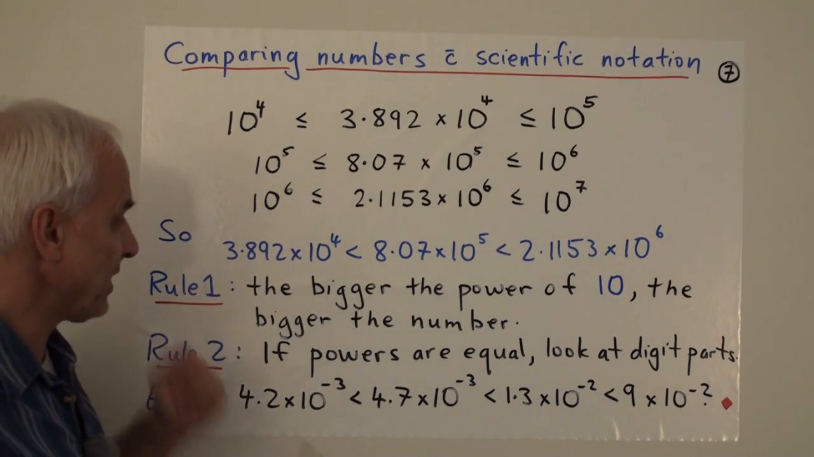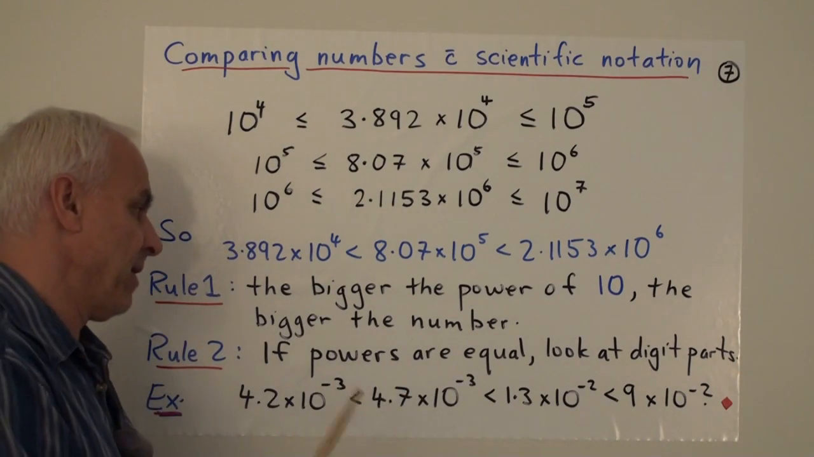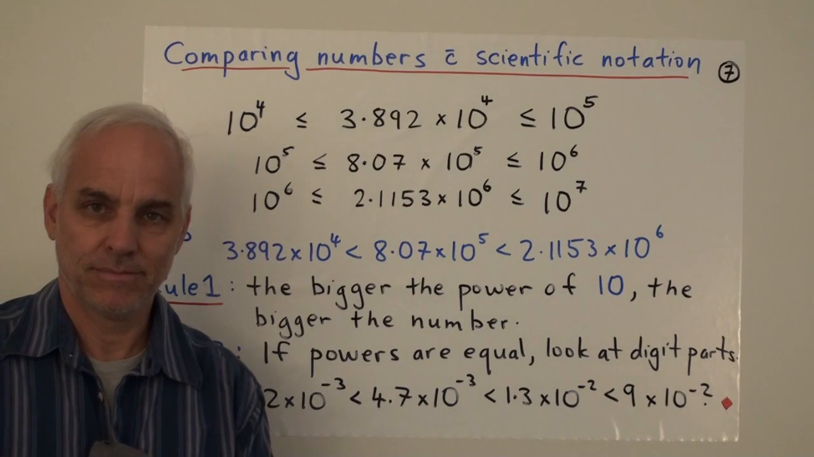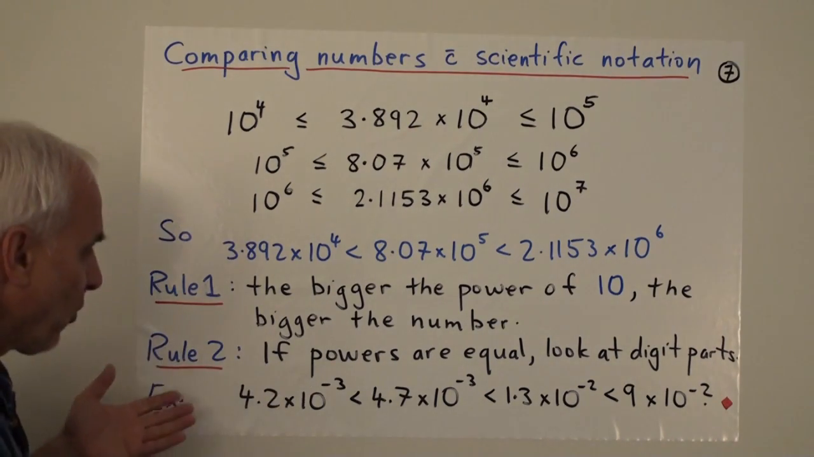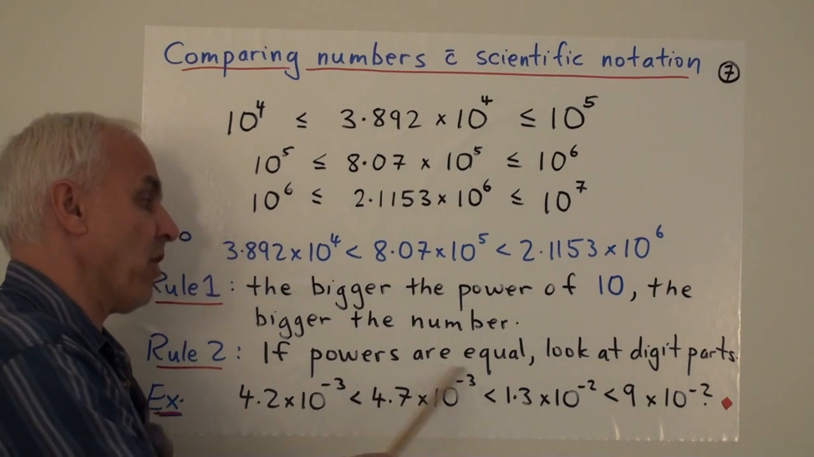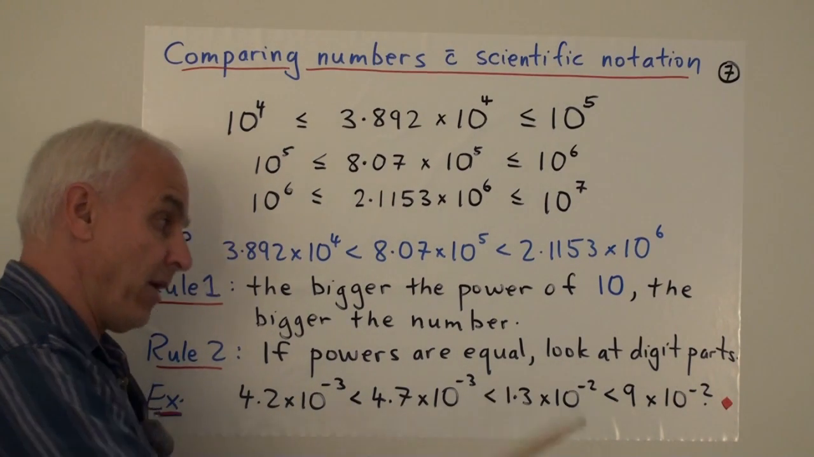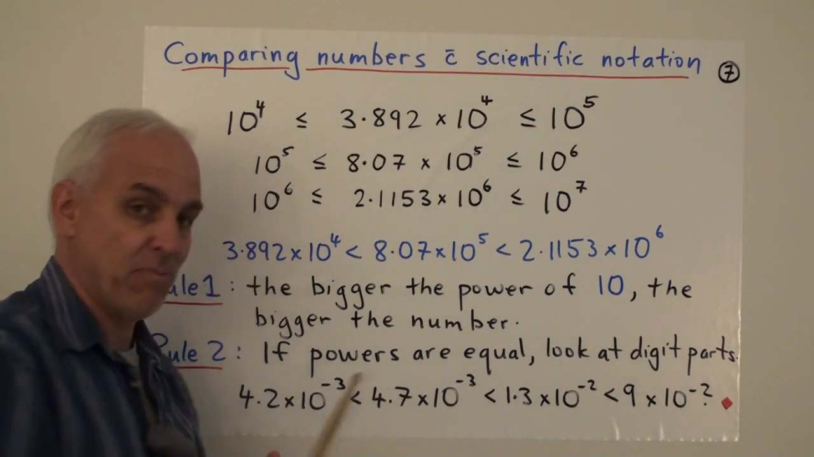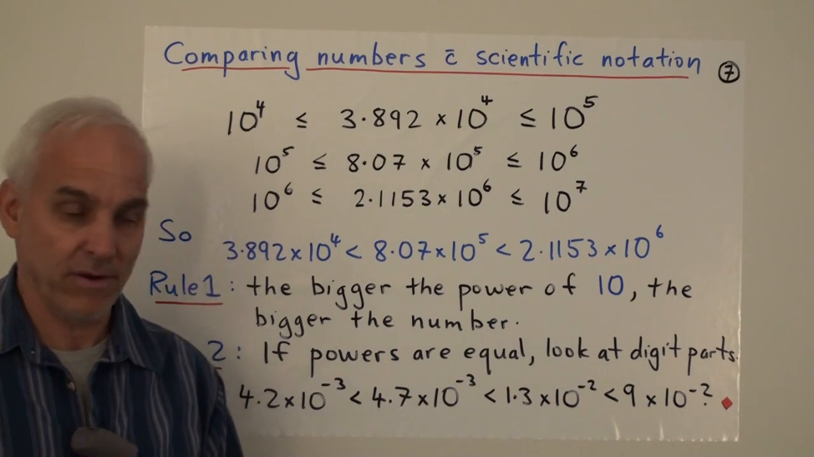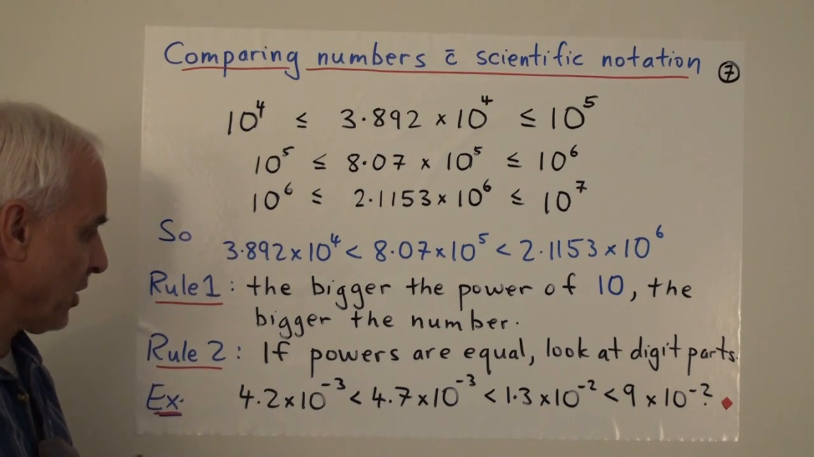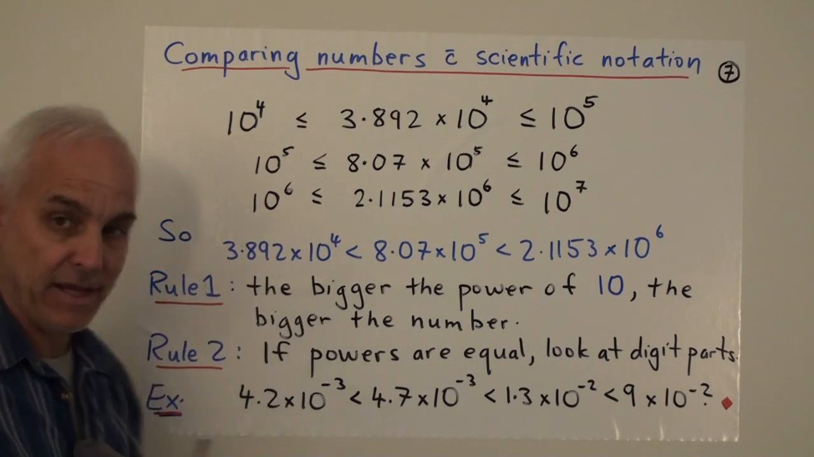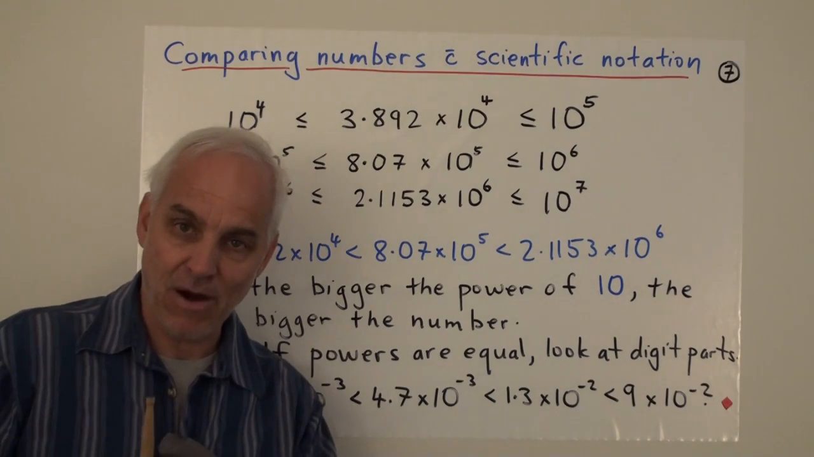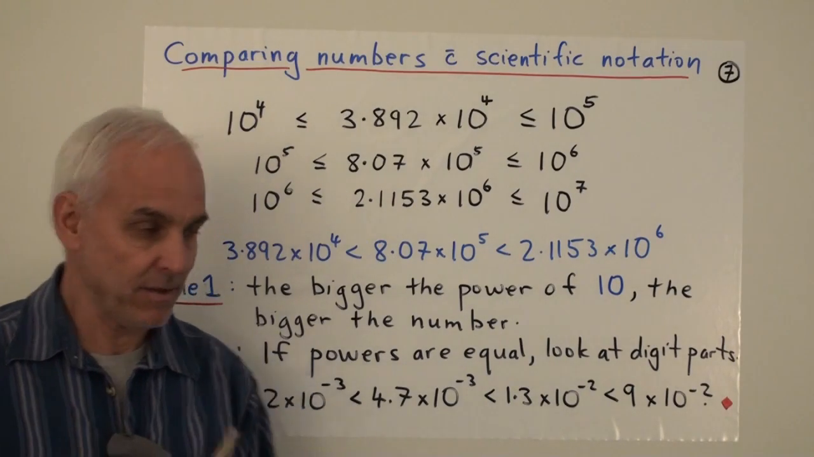So the basic rule is that the bigger the power of 10, the bigger the number. Very simple. And then the second rule is that if the powers are equal, then you have to look at the digit parts to see which one is bigger. So, for example, suppose we're working with some negative powers, and these rules apply equally whether we're talking about positive powers of 10 or negative powers of 10.